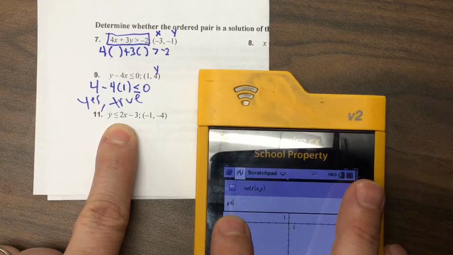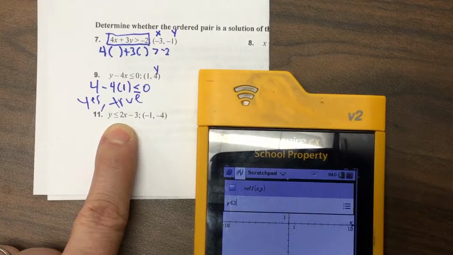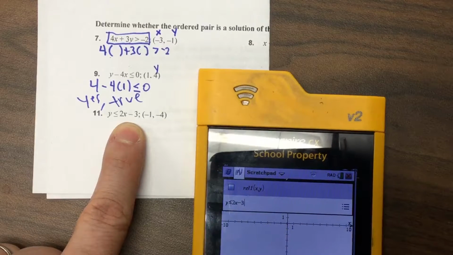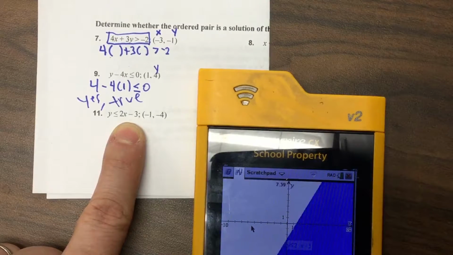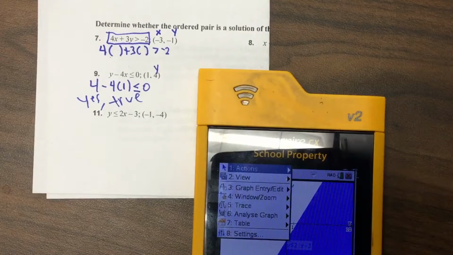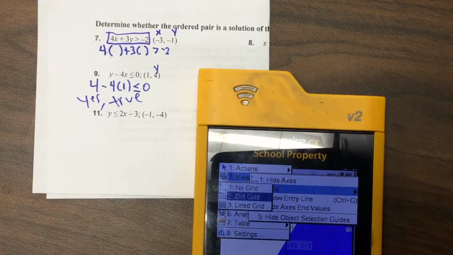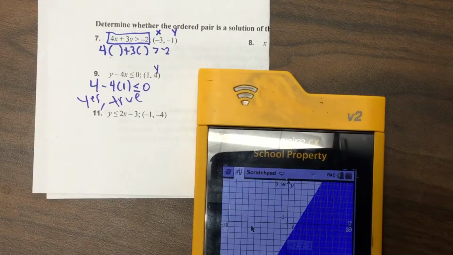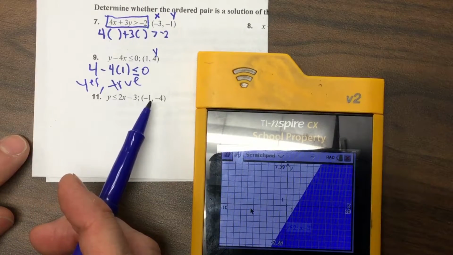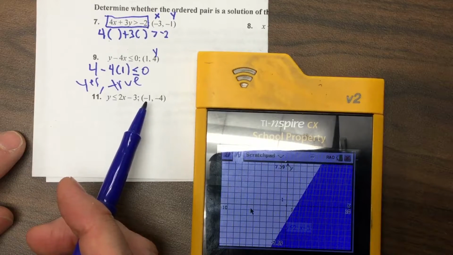Y is less than or equal to 2x. I'm not going to plug in numbers this time. 2x minus 3. This is just another option for you guys. This gives me the graph with the shading. So if I turn on my grid by going to Menu, View, Grid, and show the line grid, there's all my boxes. I could plot this point, even just with my pencil, just pointing to the calculator screen.